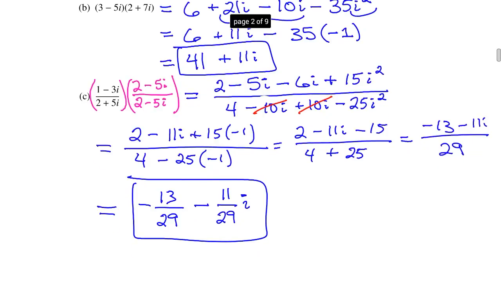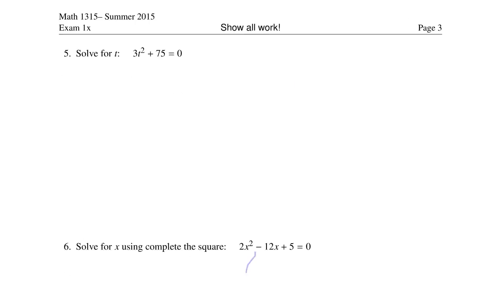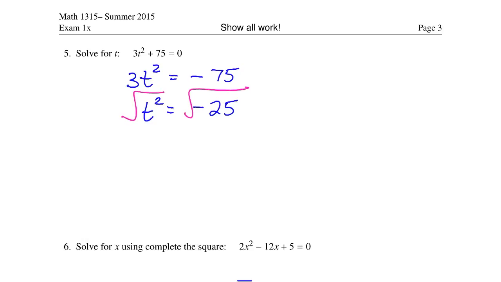Let's look at problem 5. Solve for t. So first I'm going to move the 75 to the right side. Next, divide by 3. And then we're going to take the square root of both sides. When we do that, we get t on the left. And then the square root of negative 25 is 5i, and we use plus or minus. So the solutions here are plus or minus 5i.